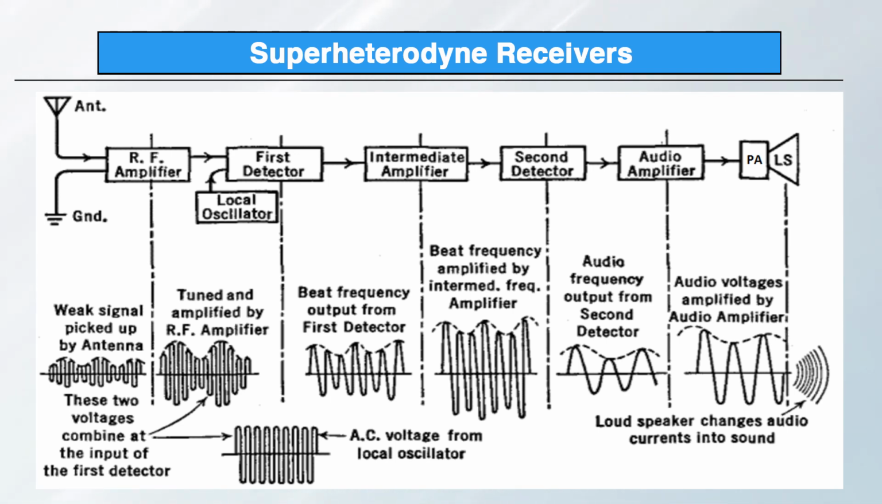The next stage is the IF amplifier. The IF (intermediate frequency) amplifier stage in a superheterodyne receiver amplifies the intermediate frequency signals generated by the mixer. The function is to amplify the relatively weak IF signals to a level suitable for detection and further processing, providing additional gain to compensate for losses in subsequent stages and improve receiver sensitivity.